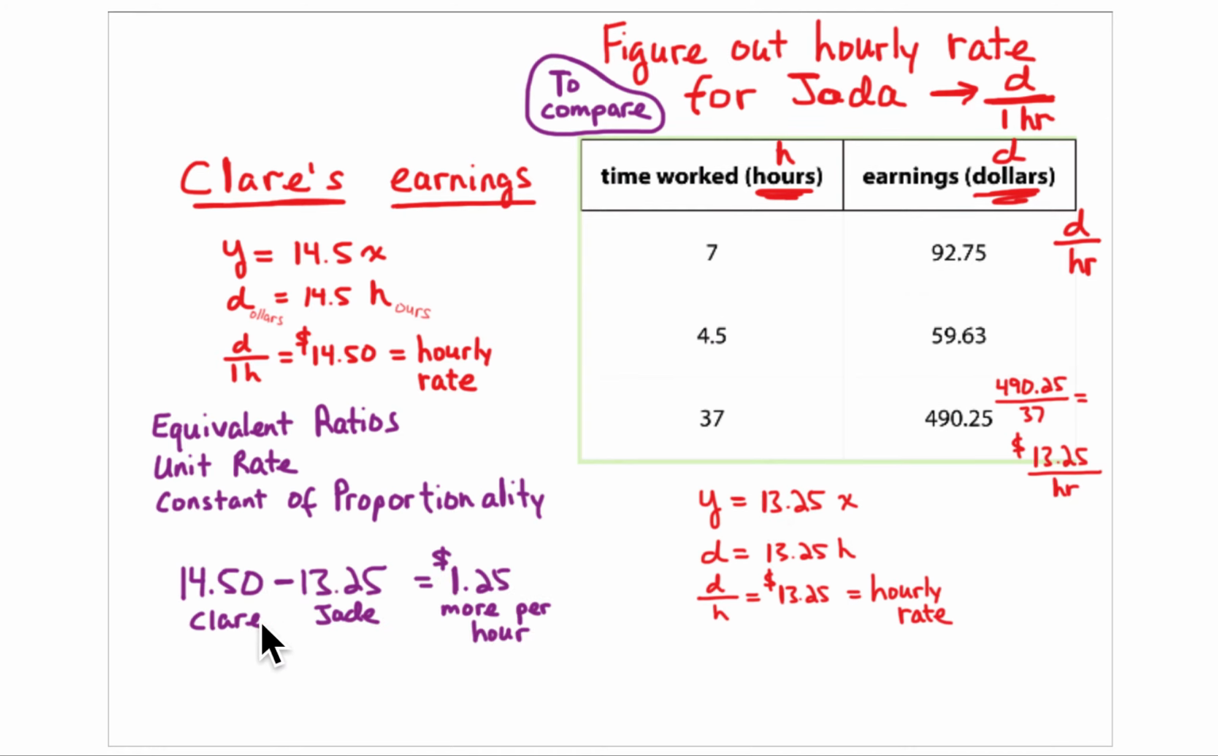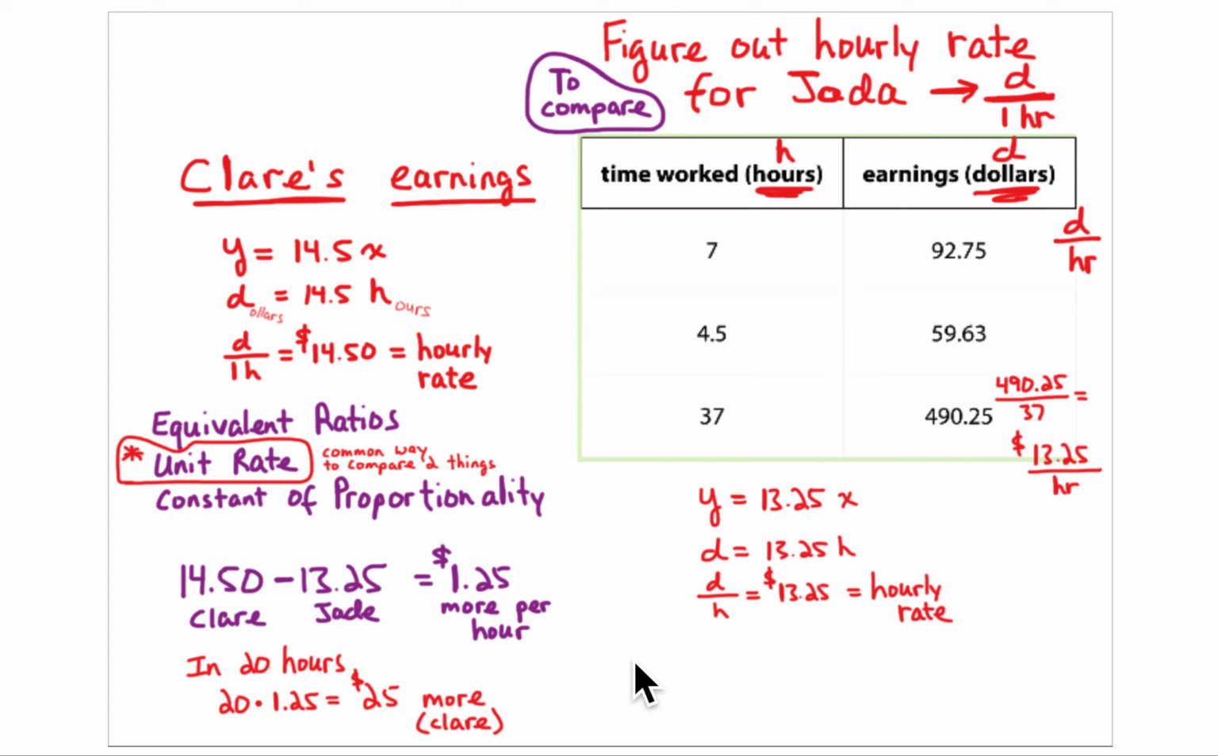In this case, if you take the 2 unit rates and the difference between them, how much Claire makes in an hour versus how much Jada makes in an hour, Claire makes $1.25 more per hour. So every single hour, she gets $1.25 more. In 20 hours, how much more money does she make? Well, it's 20 times $1.25. 20 times 1 is $20. 20 times 25 cents is $5. Add them together, you get $25. So Claire makes $25 more than Jada in 20 hours. And that's it.